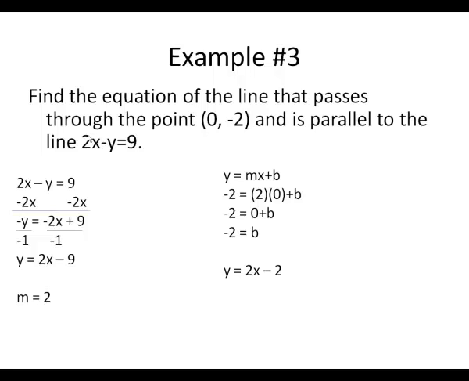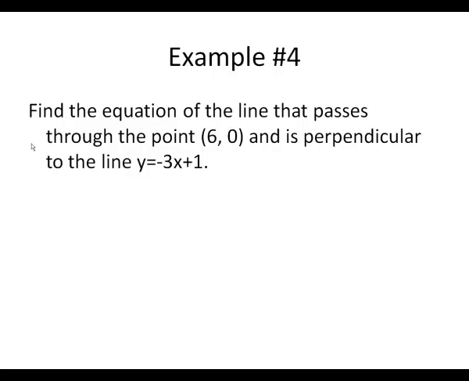Now our last example is going to be fairly similar, where we're given a line to reference, but there's going to be one difference. Instead of wanting our line to be parallel, in this next one we want our line to be perpendicular. So we want to find the equation of the line that passes through the point (6, 0) and is perpendicular to the line y equals -3x plus 1.